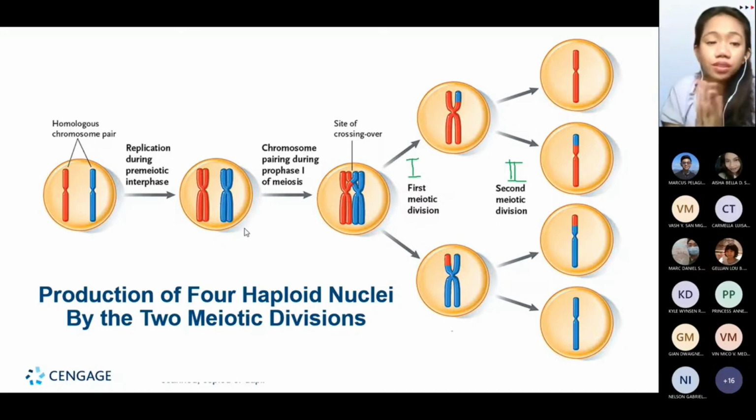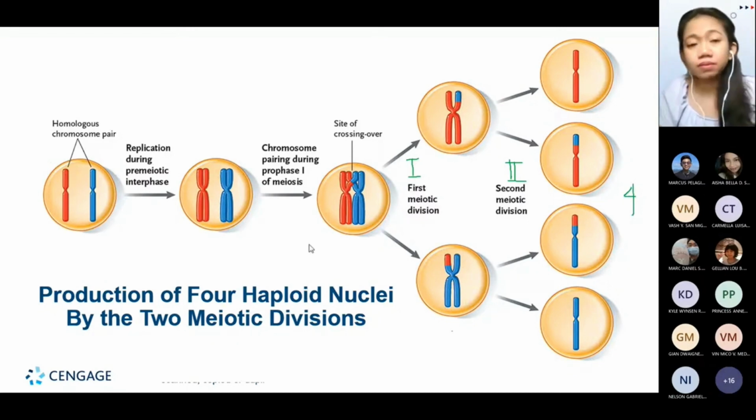Aside from having two phases. Yes, Christian. Mitosis produces two identical daughter cells, whereas meiosis results in four sex cells. Exactly. So, kung mitosis, dalawa lang. Sa meiosis, apat lagi ang ating result. So, let's put 4 on that end. Next, Chloe.